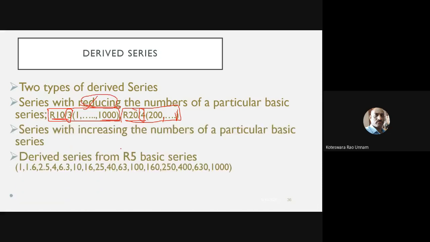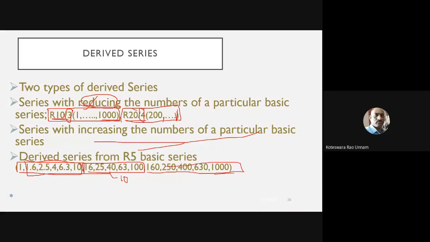Similarly, there are series with an increasing number of a particular basic series. Here I have shown one example, a derived series for the R5 basic series. See here, it starts with 1 and ends with 1000. Simply, these are the first numbers we got from the basic series. Then the next set of numbers is generated by simply multiplying this set by 10. Then this set is multiplied by 10 and you get these numbers. Like this, you can expand the series to any number.